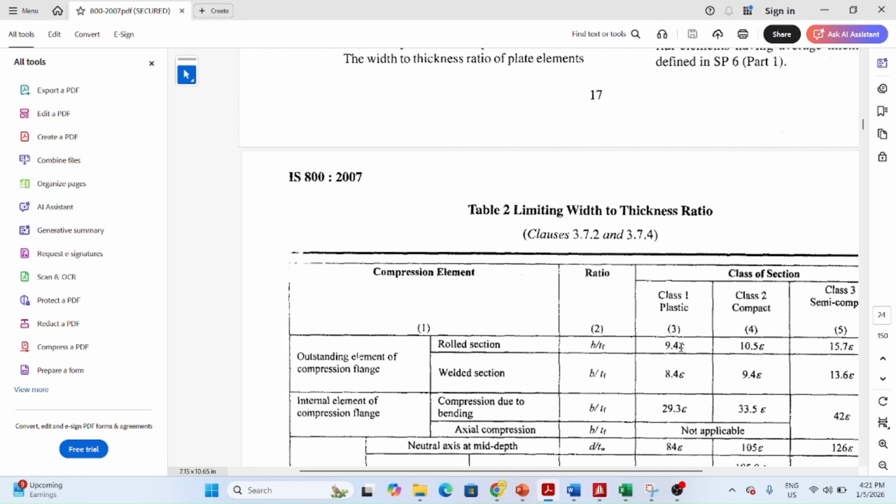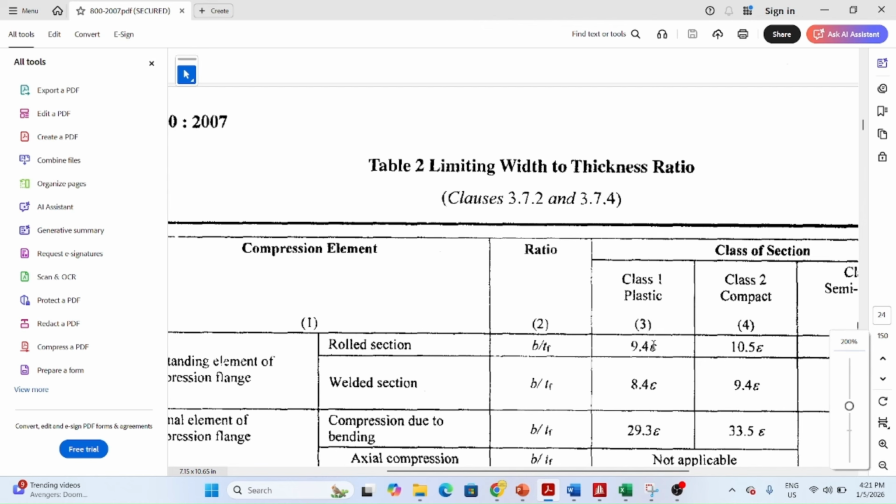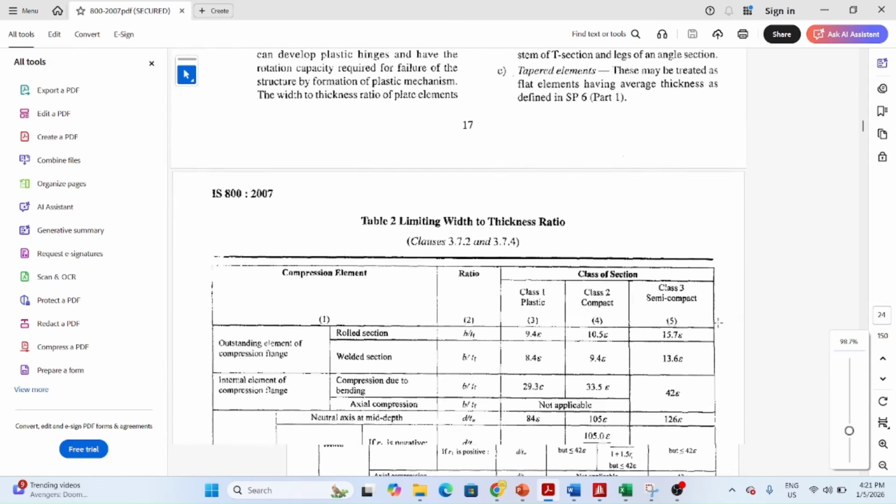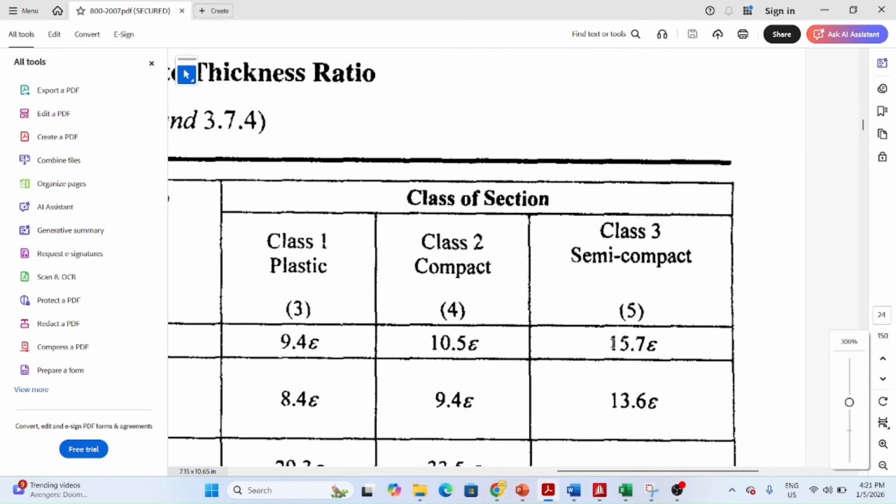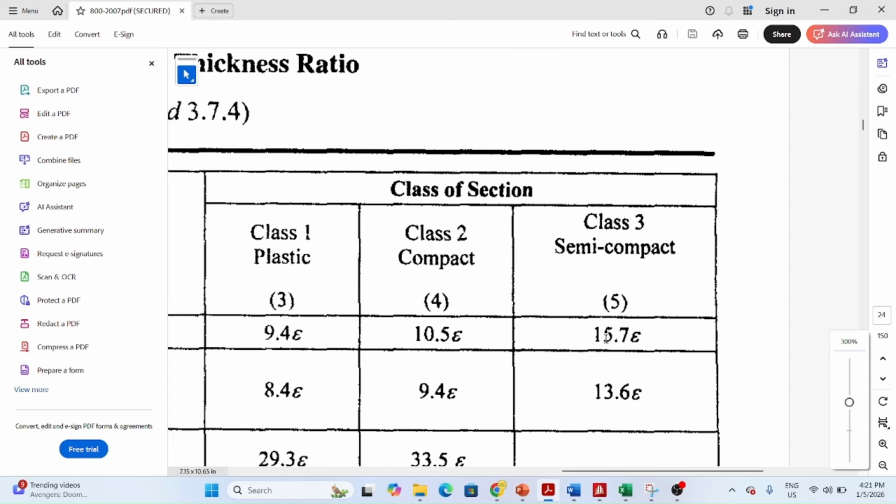If it is less than 9.4, then we will classify the section as plastic. If it is between 9.4 and 10.5, meaning less than 10.5, then we will classify it as compact. If it is less than 15.7 but more than 10.5, then we will classify it as semi-compact. And anything more than 15.7, we will classify as slender section.